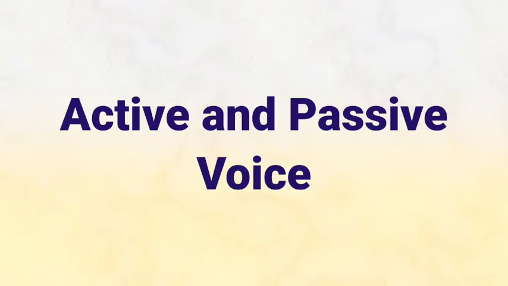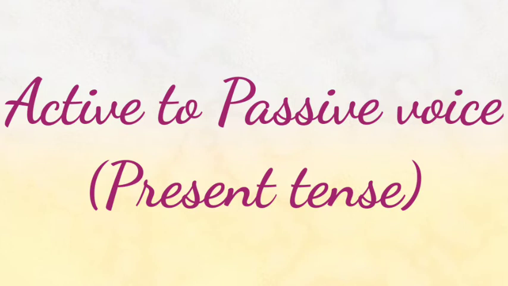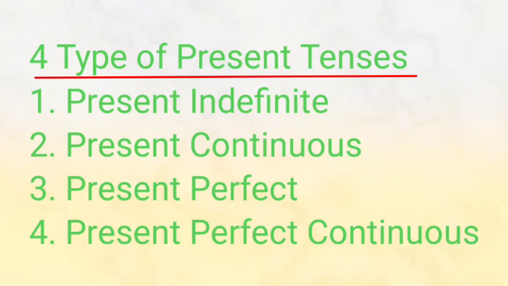And now I'm going to tell you in detail how you have to change the tense. I told you that we'll do the changing of tense in detail in the further videos. So now we are going to begin with that. So students, first of all, we are going to begin with present tense. If you have seen the video of tenses, you would be knowing that there are four types of present tenses. Present indefinite, present continuous, present perfect, and present perfect continuous.